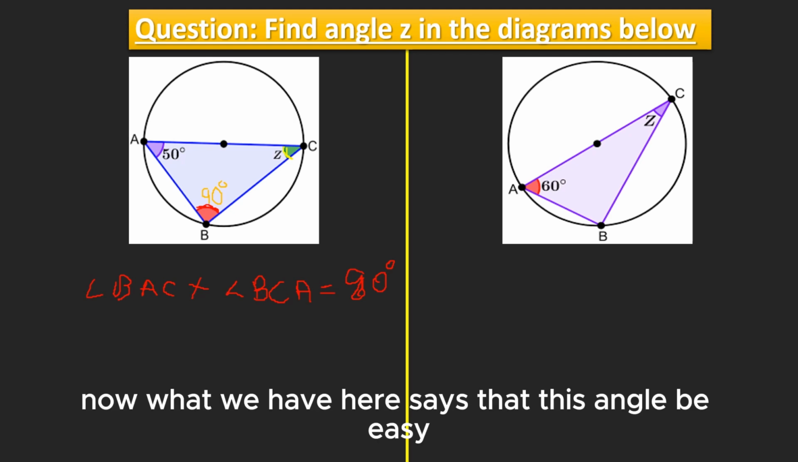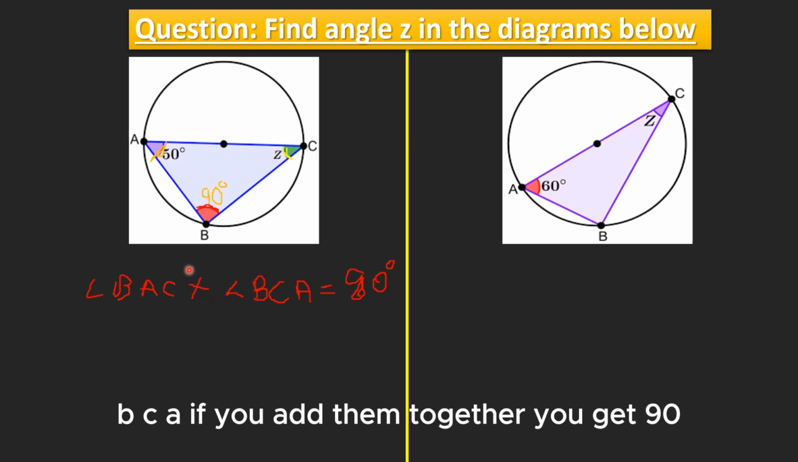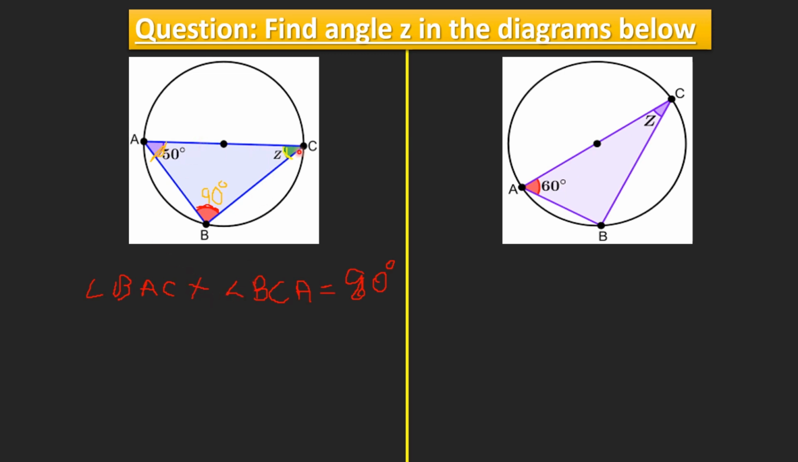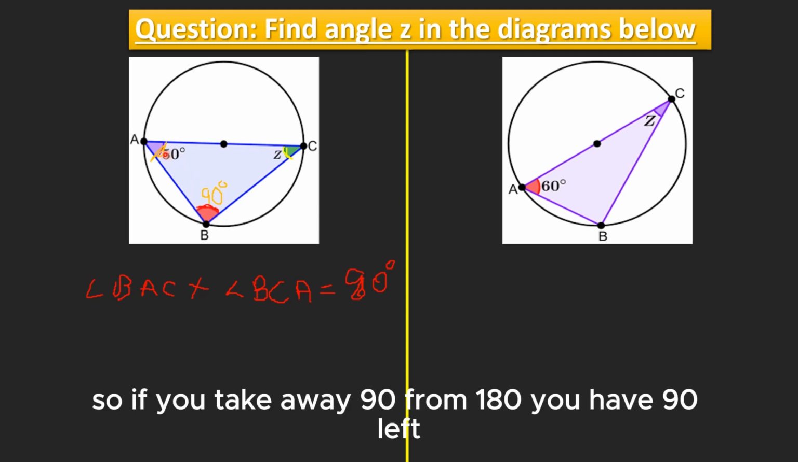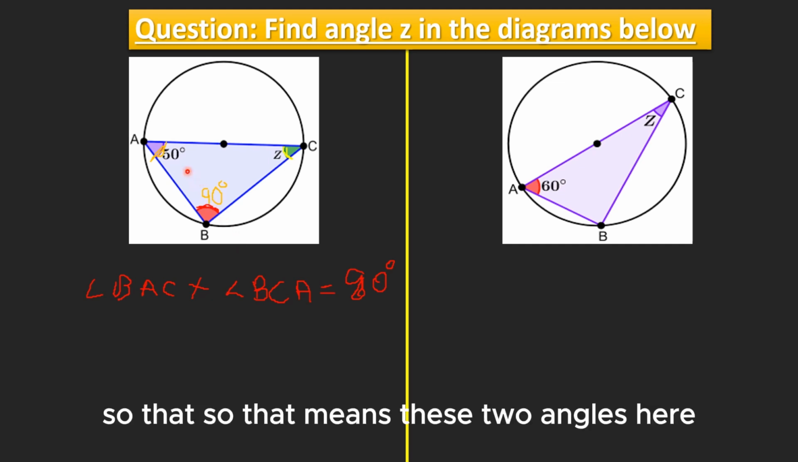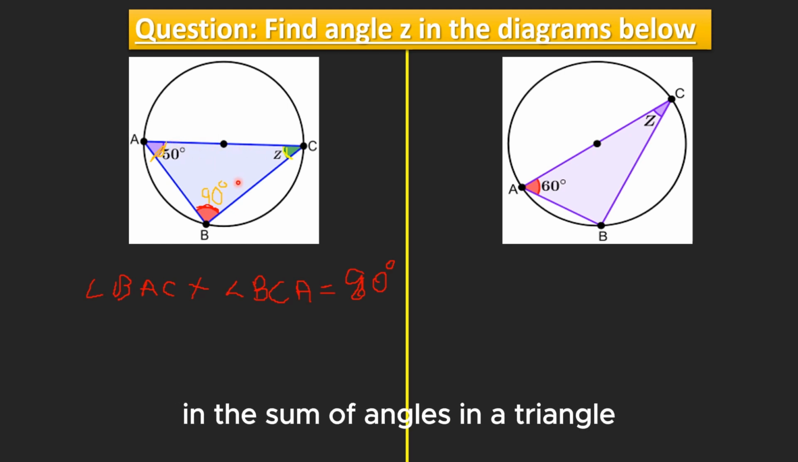Now what we have here says that this angle BAC and this angle BCA, if you add them together, you get 90. The reason for the 90 is because this place is already at 90 degrees. So if you take away 90 from 180, you have 90 left. So that means these two angles here, when you sum them up, they should give us the remaining 90 in the sum of angles in a triangle.